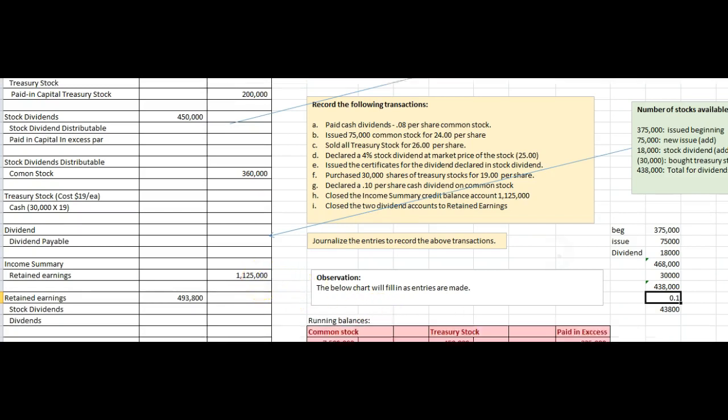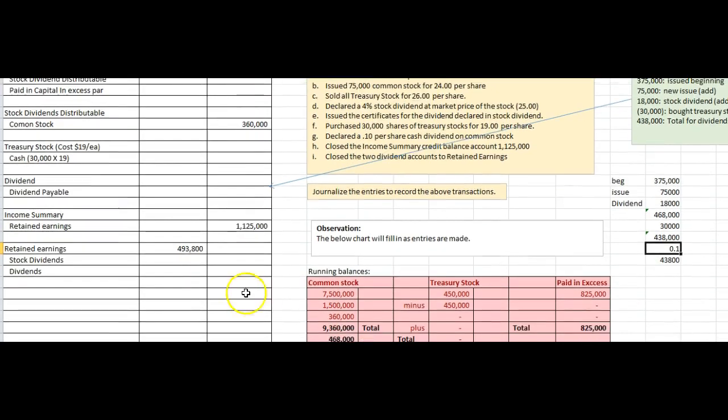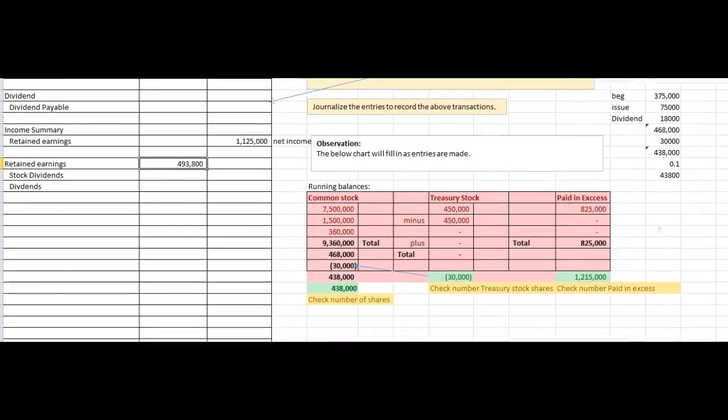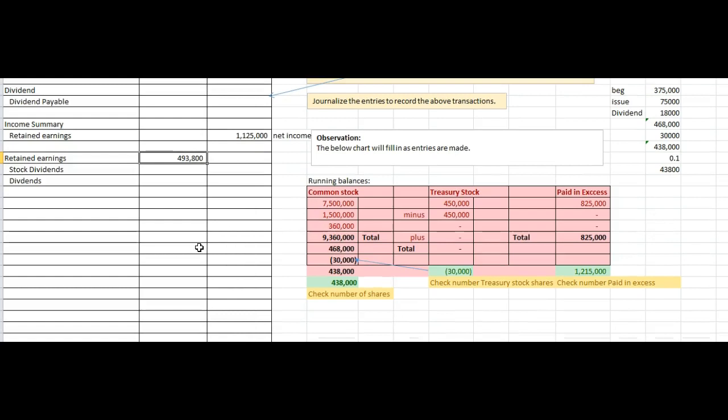And then I just ask you to close the income summary. So the income summary had a credit balance of 1,125,000, which I pretty well told you here you're going to debit it and credit retained earnings, and this actually is your net income, folks, that you're going to use in the next tab. And then we wanted to distribute. We want to get rid of our stocks. So if I add my stock dividends together with my regular dividends, I'm going to come up with 493,800. And when you get all done with this, your little red box should look just like this.